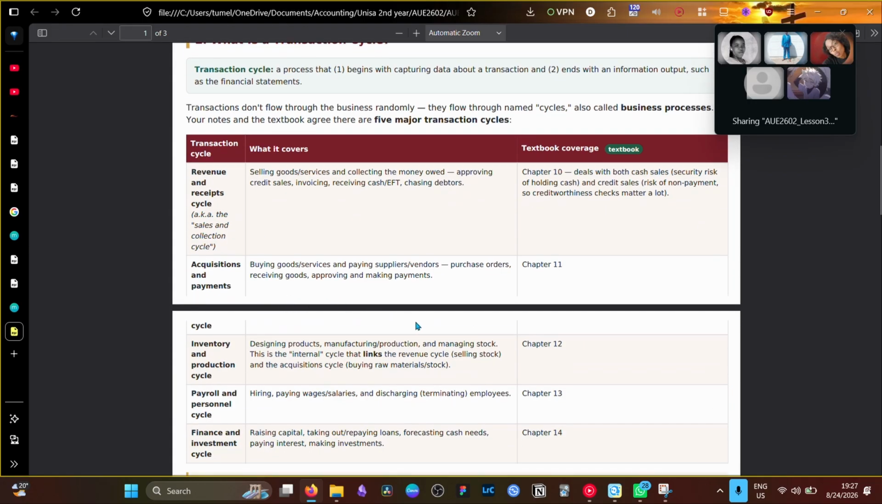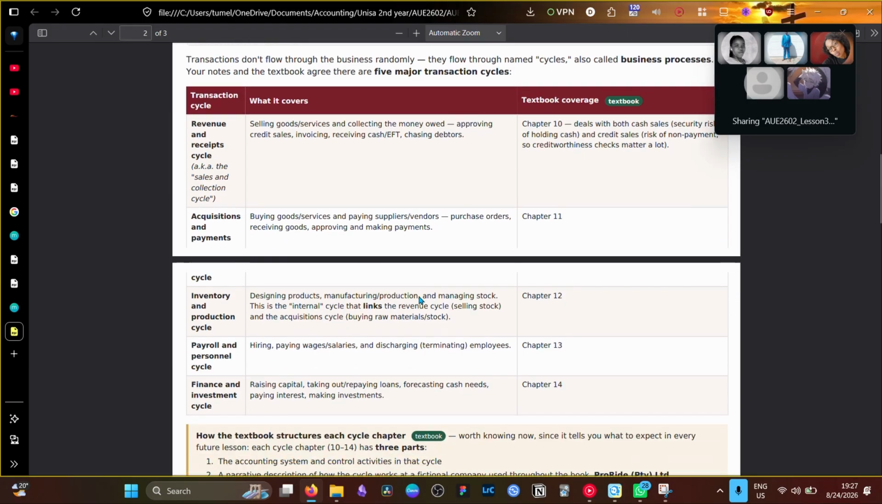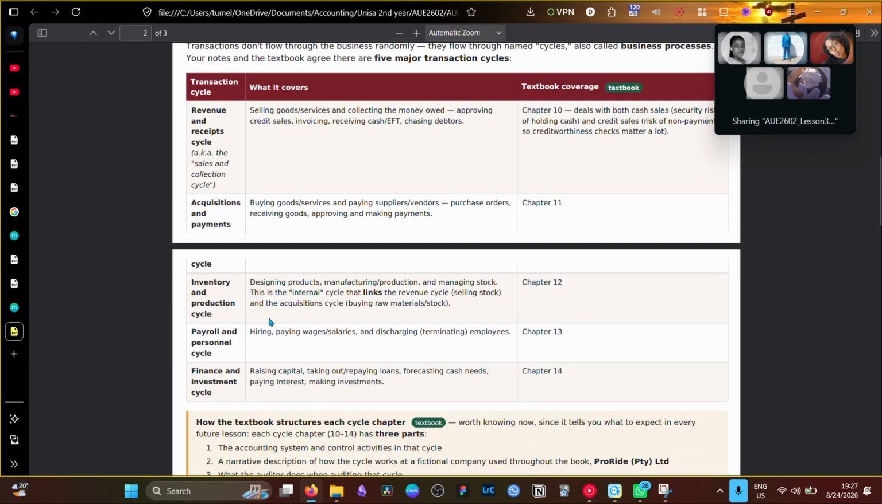Here we have acquisition and payments. This is about buying and paying. Now we are the ones buying here, whereas in the revenue and receipt cycle we are selling. The name kind of says it: we're going to be buying goods or services and paying suppliers or vendors, where we'll have purchase orders, receiving goods, and approving and making payments.